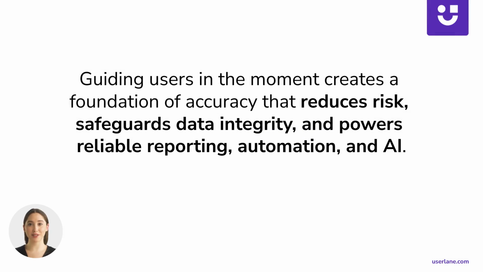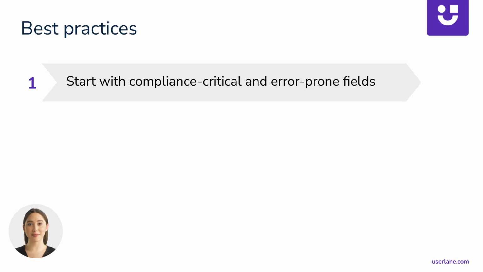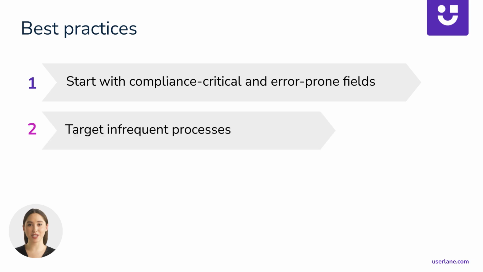By guiding users in real time and validating their input at the source, Userlane minimizes human error, reduces associated costs, eliminates risks, improves data integrity, and strengthens the foundation needed for reliable reporting, automation, and AI initiatives. To maximize impact, begin with compliance-critical and error-prone fields, for example, user or tax IDs, currency, email formats, or product codes. Use a combination of tooltips and validators for infrequent workflows that are more susceptible to error. Leverage validator and tooltip analytics to track improvement, uncover hidden friction points, and continuously enhance user experience.